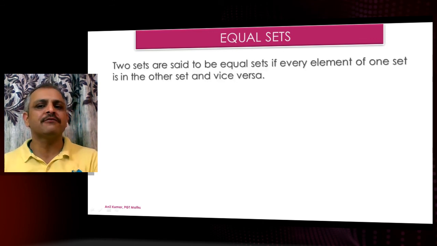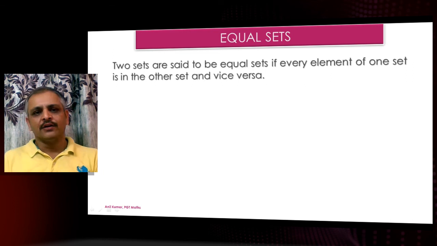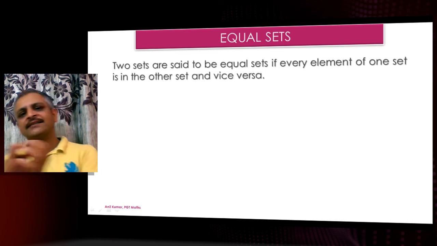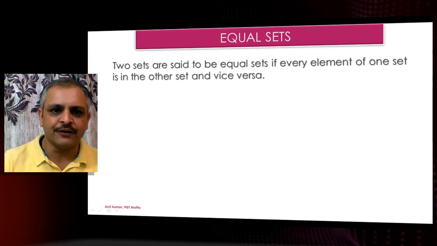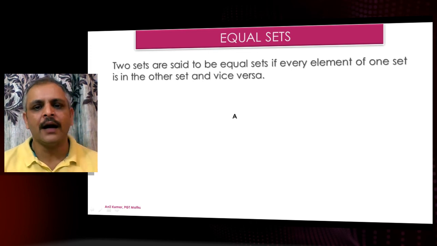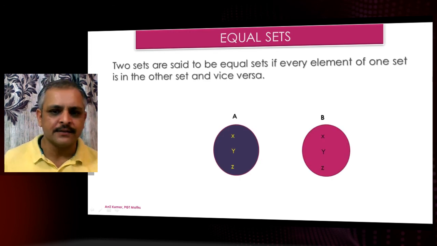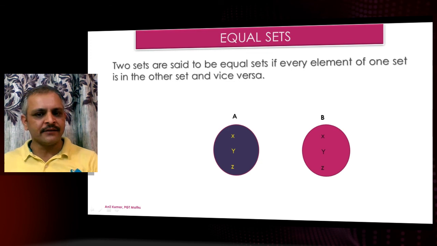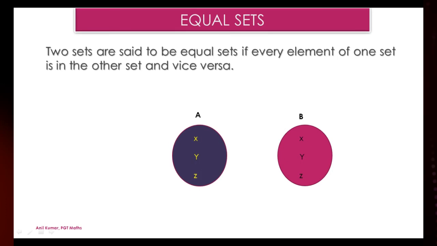Two sets are said to be equal sets if every element of one set is in the other set and vice versa. So not only do the elements of one set exist in the second one, but all the elements of the second also exist in the first one. So let's take an example. I have taken sets A and B, where set A has elements X, Y, Z. You can see that all the elements of A lie in B and all the elements of B are in A. Let's understand with the help of an animation.